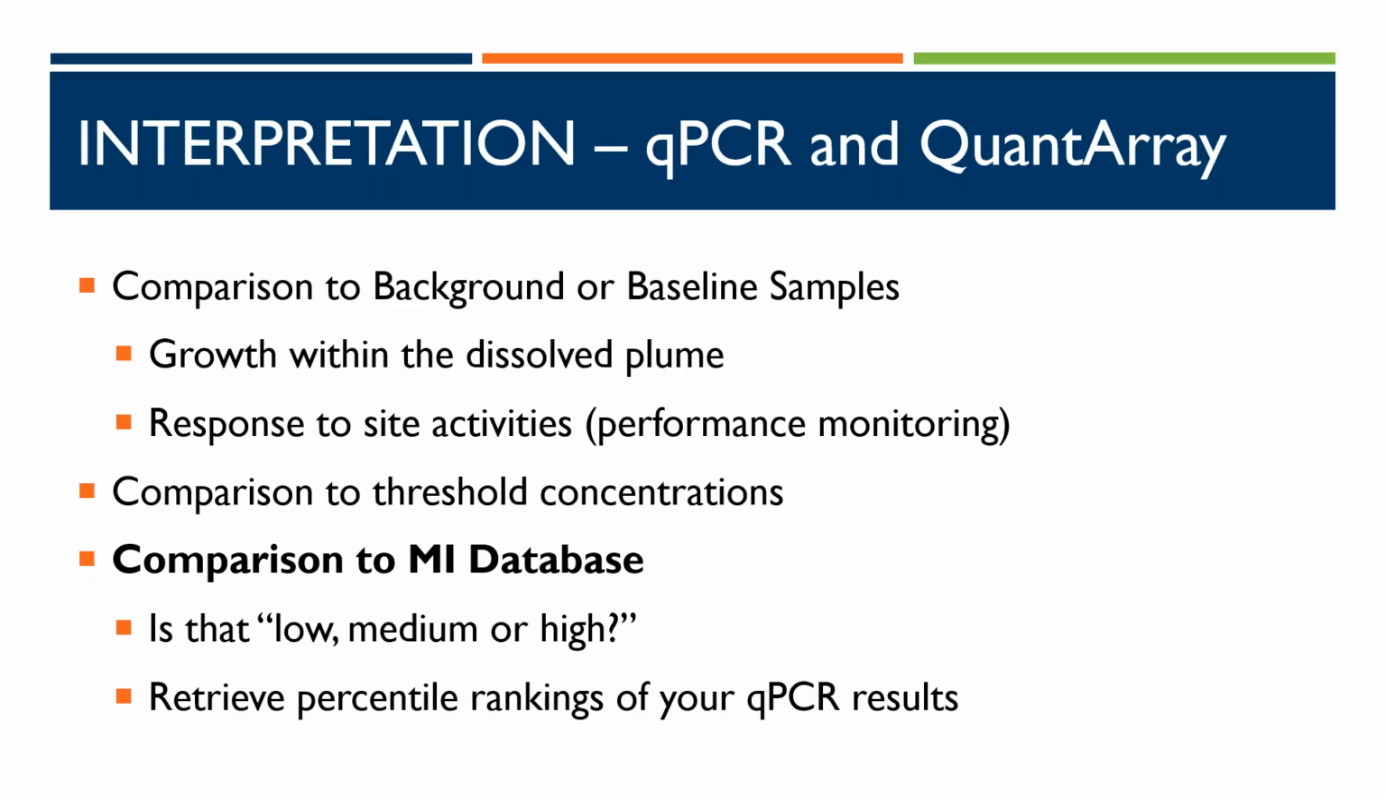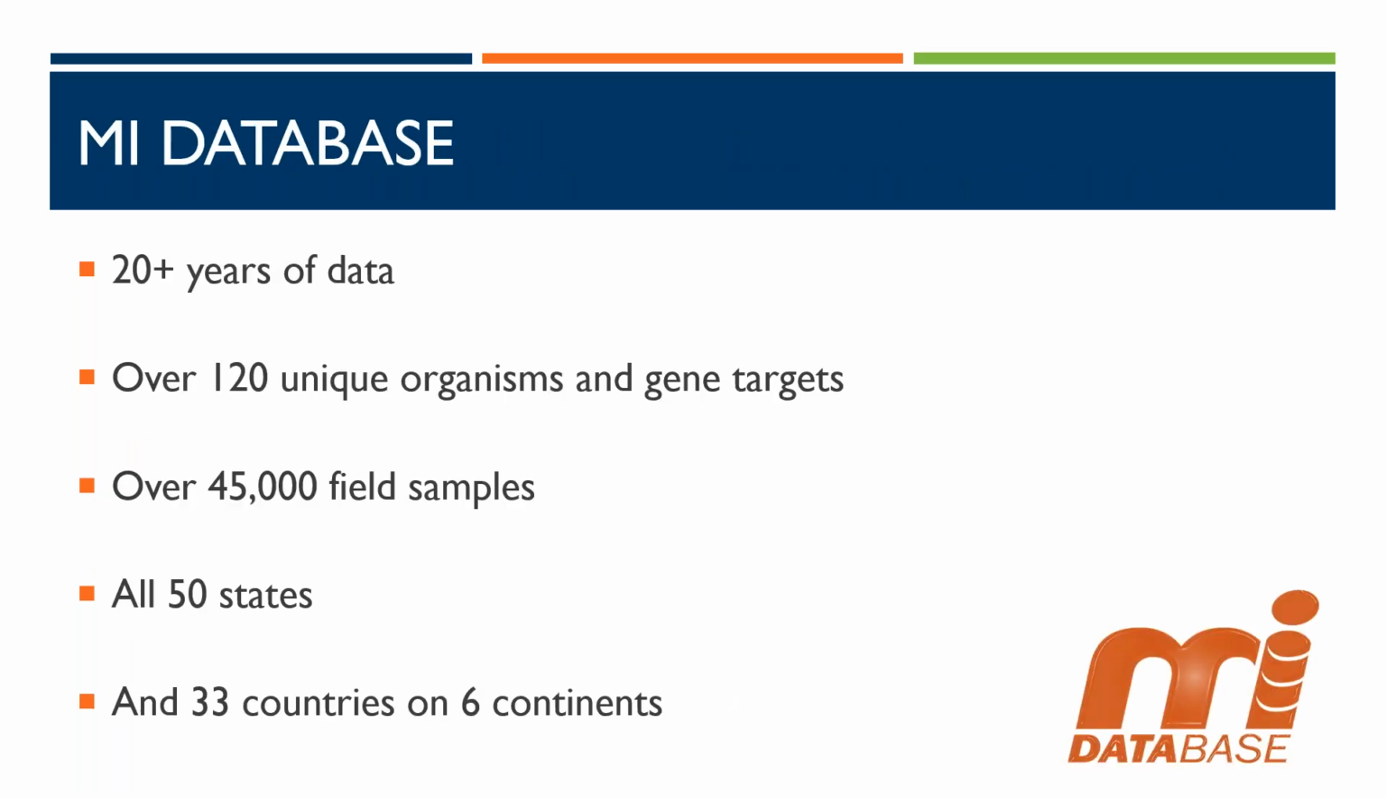So this is when the Microbial Insights database comes into play. The question always is, and this is a very common and understandable question, is this a low, medium, or high number? What our database can actually do is retrieve percentile rankings for your DNA results and determine, based on samples collected and analyzed from around the world, whether this is a high, low, or medium number.